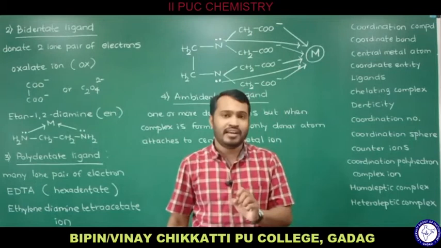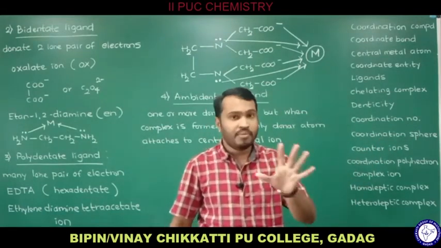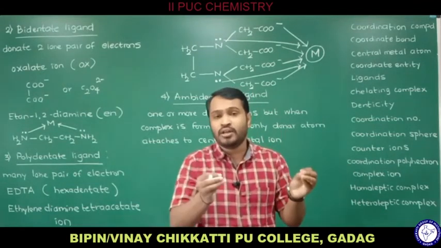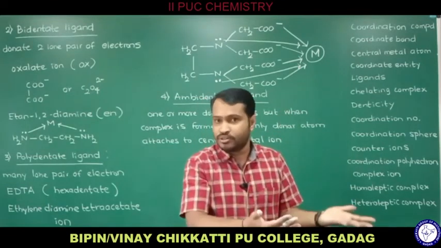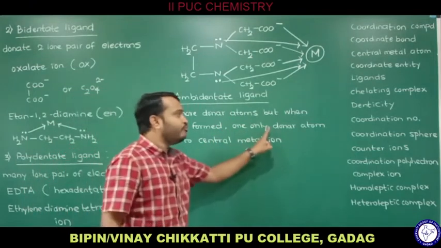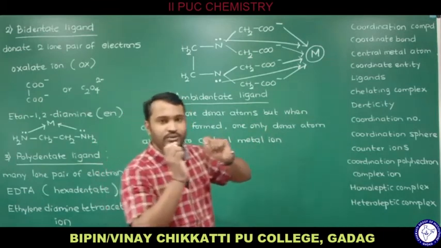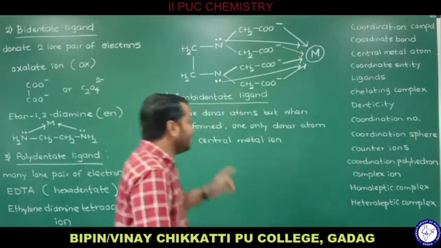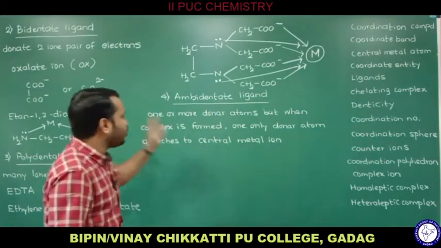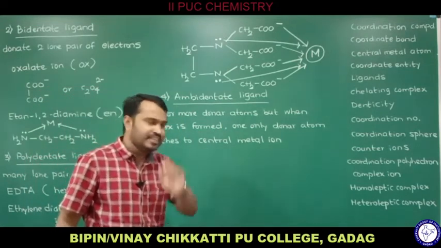So in ambidentate ligands, that is such kind of ligands, we have more than one donor atom. And remember, if we have more than one donor atom, at a time both donor atoms are not going to donate lone pairs of electrons. When complex is going to be formed, out of two, only one donor atom is going to donate lone pair of electrons, and that donor atom is going to attach to the central metal atom. So observe here, the ligands which contain one or more donor atoms, but when complex is formed, only one donor atom attaches to the central metal atom. We'll consider an example, then it will be easy.